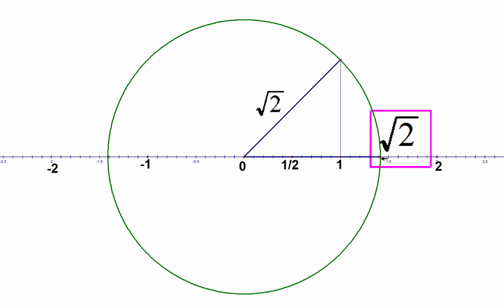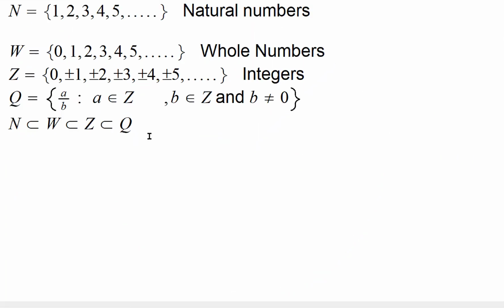So what happens? There are many numbers on this number line that are not even rational. So what we will do is take the set of real numbers, R, as the set of all the numbers on the number line.